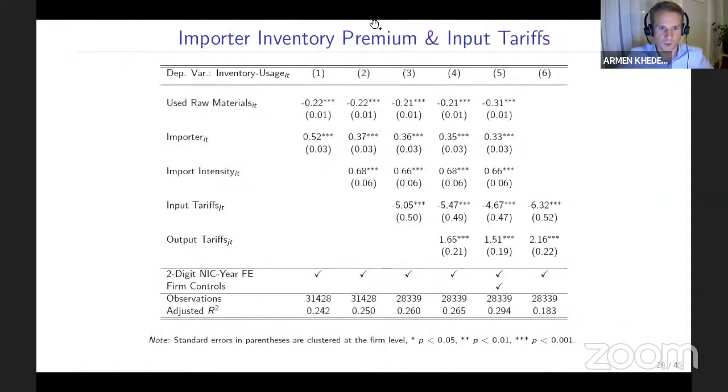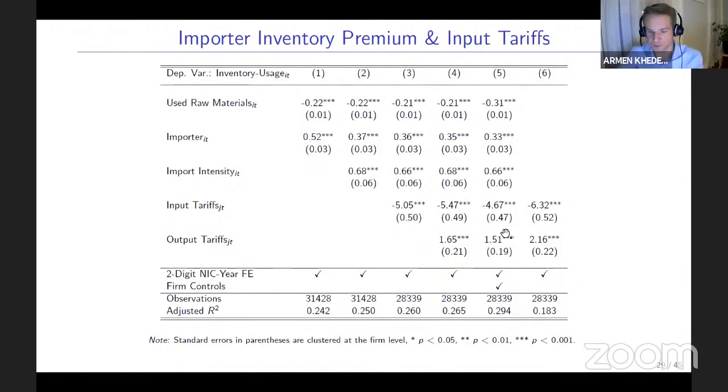Great. So here I'm plotting this table where I have the inventory usage ratio, and as we move from one column to the other, I'm including more and more variables. And in column 5, I have the specification that I just showed you here. So as you can see, an importer has a higher inventory usage ratio than non-importers, and it's also increasing in the continuous measure of import intensity. Now, on the other hand, as input tariffs go down, the inventory usage goes up too. Now, this is a direct measure.